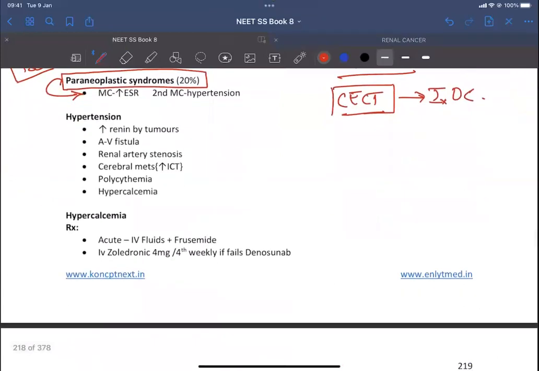The most common would be raised ESR. Second most common is hypertension. And what are the reasons for hypertension? There are several. These tumors can produce renin. They can be an AV fistula within the tumor or as a result of the tumor. They can compress on the renal artery, which causes the normal renal parenchyma around the tumor to produce more renin and thereby causing hypertension. Secondary to that, they can metastasize to the brain. Polycythemia and hypercalcemia are other causes.